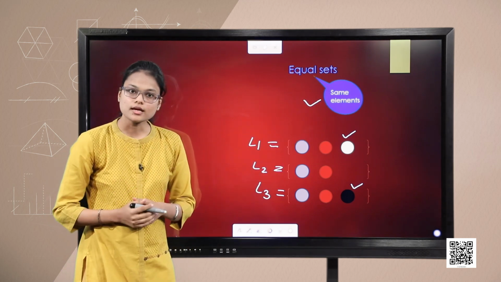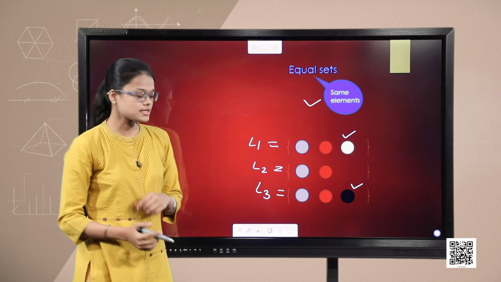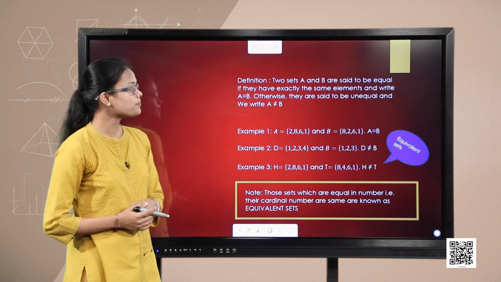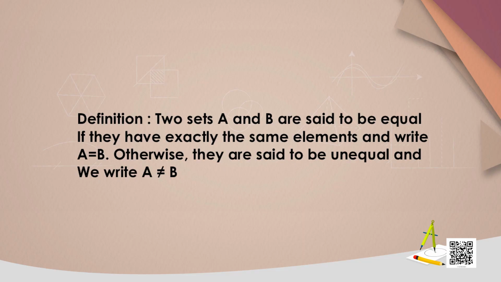So, when can we say two sets are equal? Let us see the definition. The definition states: two sets A and B are said to be equal if they have the same elements, otherwise they are not equal. When two sets are equal, we write A equal to B, and when they are not equal, we write A not equal to B.